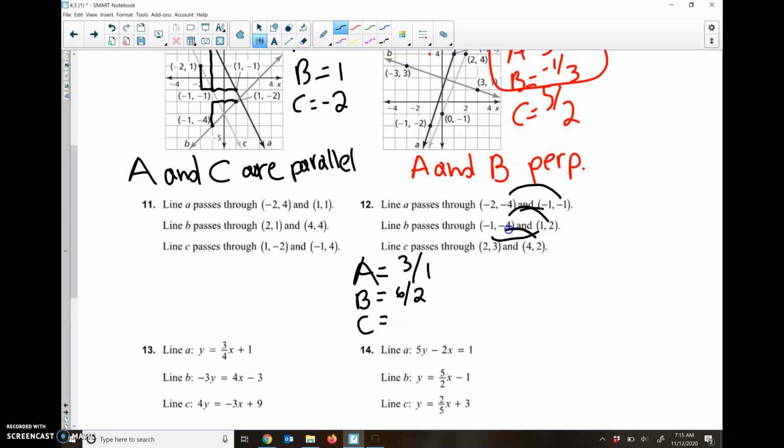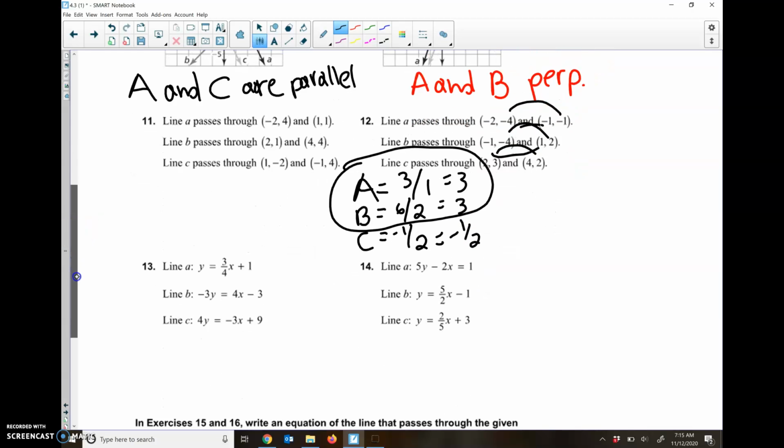And then line C here, I have 2 minus 3, which is -1, and 4 minus 2, which is 2. Okay, so I got 3 over 1, which simplifies to 3, 6 over 2, which simplifies to 3, and -1/2, which is already simplified. So we'll see here, A and B are the same. They're both 3, so they both end up being parallel.